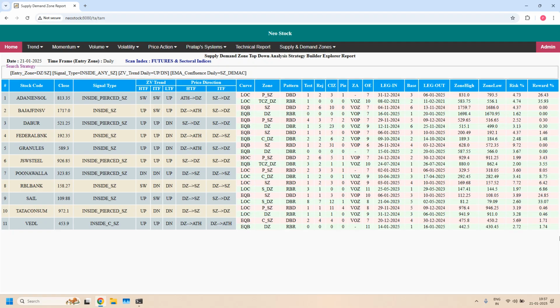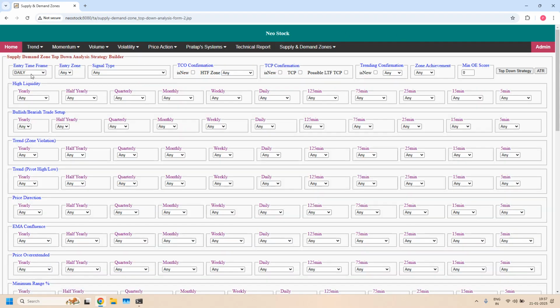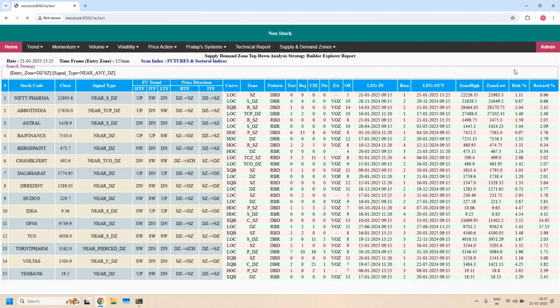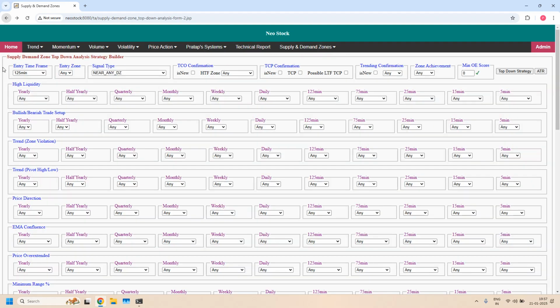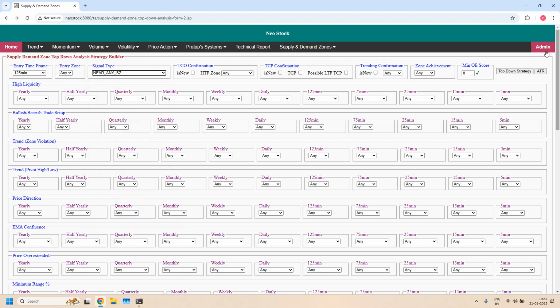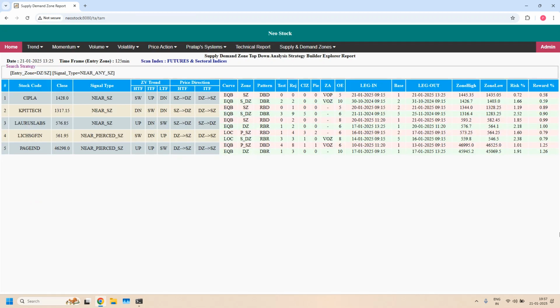So this is about stocks. This is about daily time frame. Next time frame is 125 minutes. Stocks near 125 minutes demand zone, we got 15 stocks. Next, 125 minutes time frame, stocks near 125 minutes supply zone, we got 5 stocks.